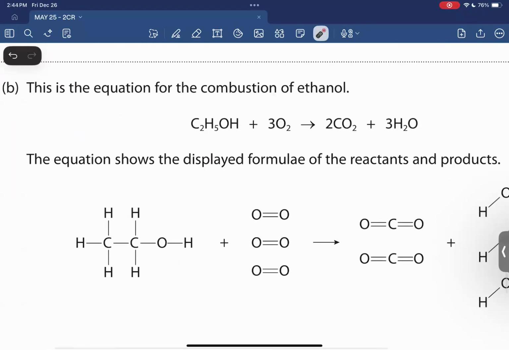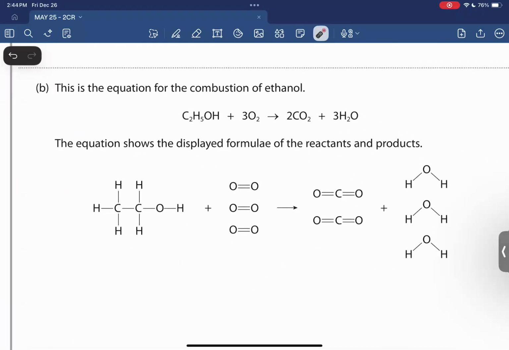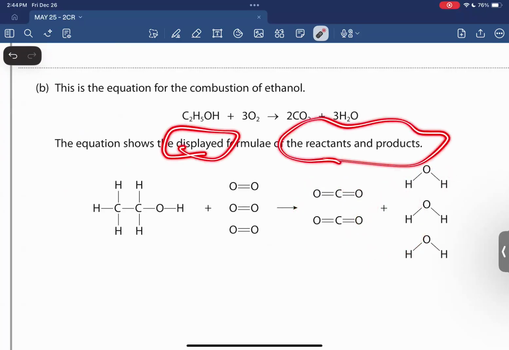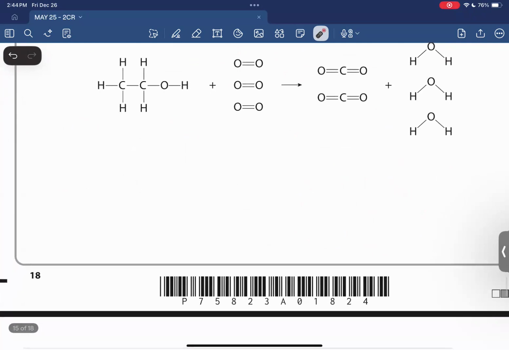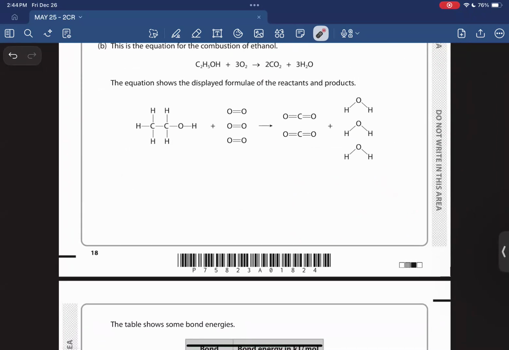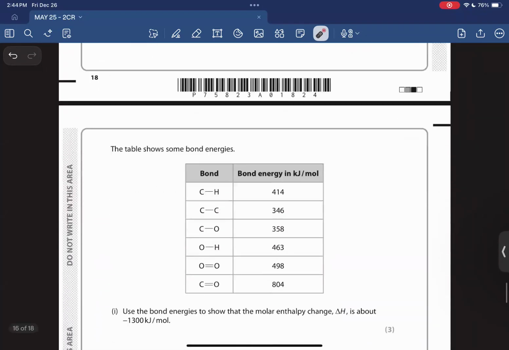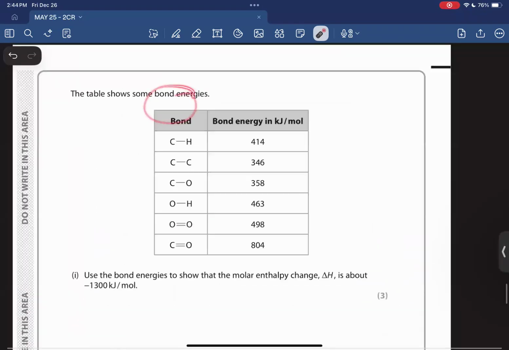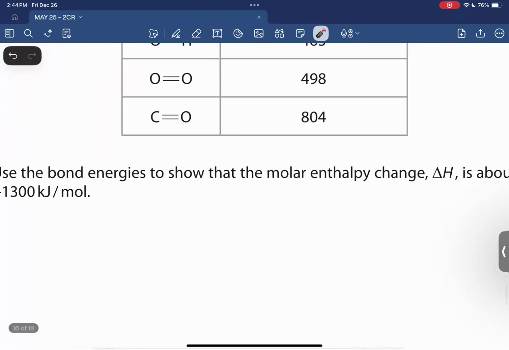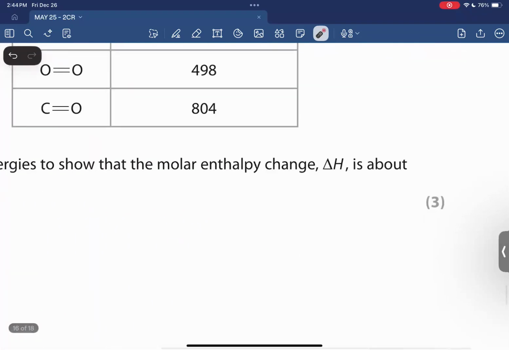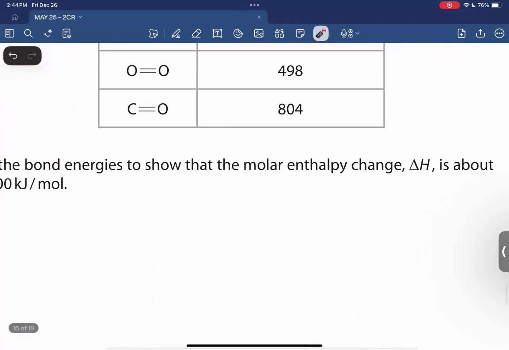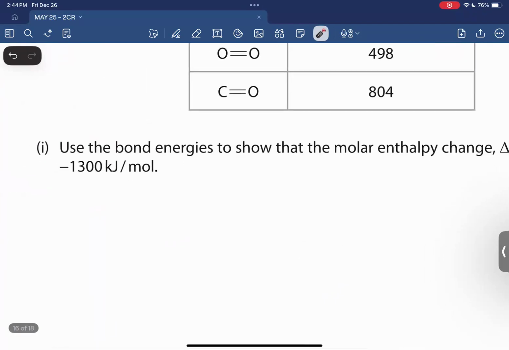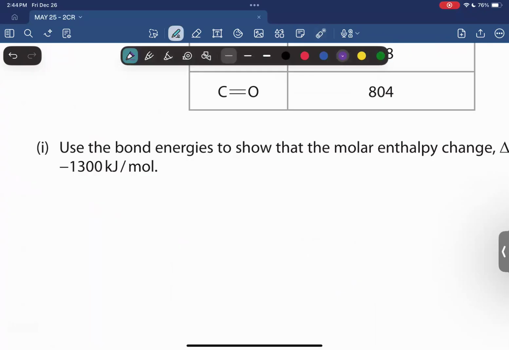This is the equation for the combustion of ethanol. It produces carbon dioxide and water. The equation shows the displayed formula for the reactants and the products. The displayed formula of all of the compounds are shown. Now, the data shows some bond energies. Calculate the enthalpy change, delta H. Show that the molar enthalpy change of the reaction is approximately this. So you have to show that delta H is this.